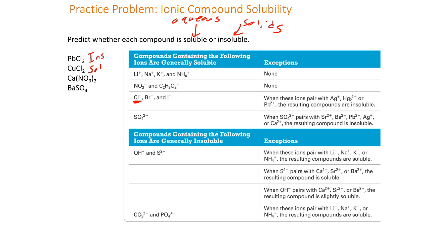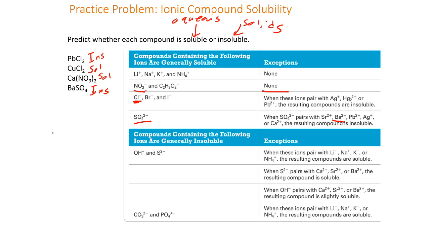Then we get to calcium nitrate. Nitrate is listed as usually soluble and it has no exceptions. So we're going to say this one is soluble. You then have barium sulfate. This one is down here. And if I look, barium is 2 plus, and 2 plus is an exception. So this is going to be insoluble.